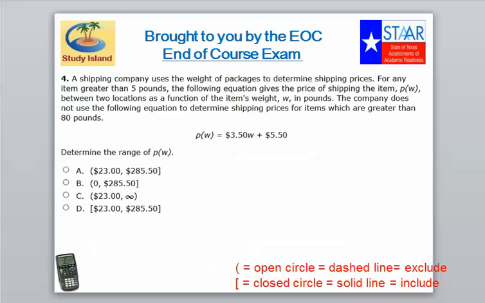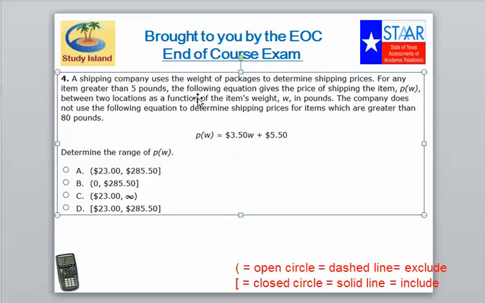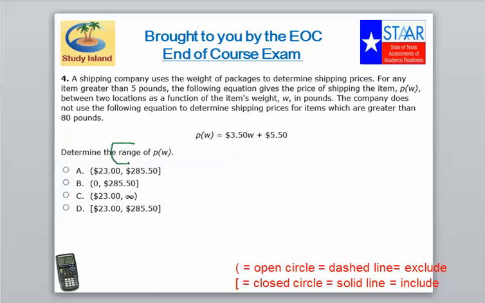Okay? Here's what it says. A shipping company uses the weight of packages to determine the shipping price for any item greater than 5 pounds. The following equation gives the price of shipping an item, that's what P of W is, the price based upon the weight, between two locations as a function of the item's weight in pounds. The company does not use the equation to determine prices for items which are greater than 80 pounds. The trick here is they're asking you, what is the range? Well, we need to figure out the domain here as well.